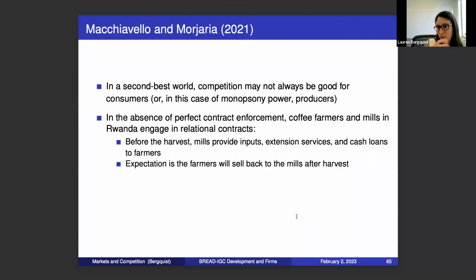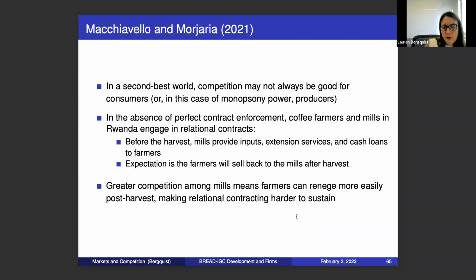And the expectation, the relational part, is that mills provide that before the harvest, and then post-harvest, farmers are going to sell back to the mill. That's how the mill is going to recoup their costs and also capture some of the local supply. Now, greater competition among mills, meaning there are multiple mills that farmers can sell to, is going to increase the temptation to side sell.